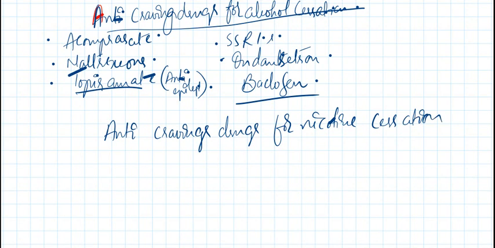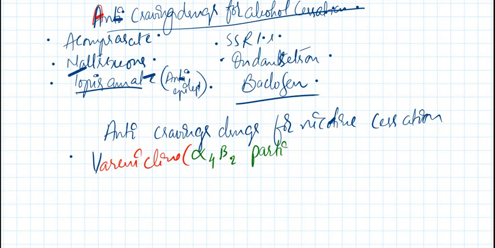Nicotine cessation. Now starting with, I will write in red again, varenicline. Varenicline, this one is important. Varenicline is an alpha-4 beta-2 partial agonist. So many people write agonist. No, it is a partial agonist.